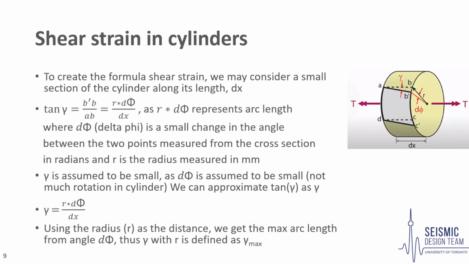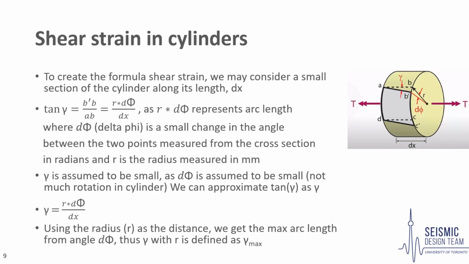To create the formula for shear strain, we may consider a small section of the cylinder along its length. The small length is denoted as delta x. Tan gamma is the distance B prime to B divided by distance A to B. This is equal to the radius r multiplied by delta phi over delta x. Delta phi represents a small change in angle between 2 points measured from the cross-section in radians.